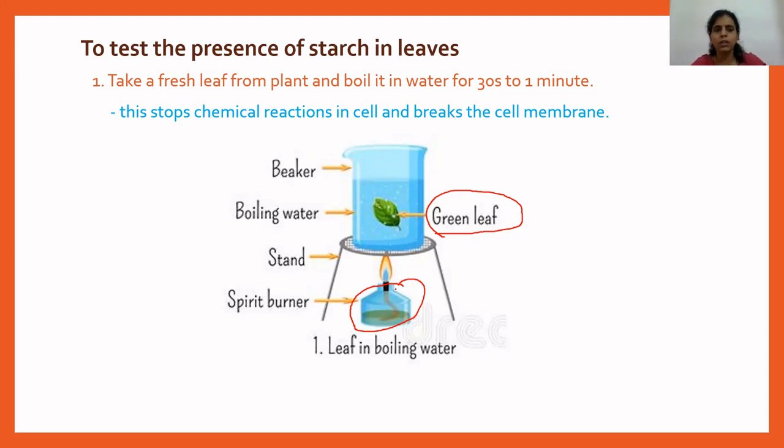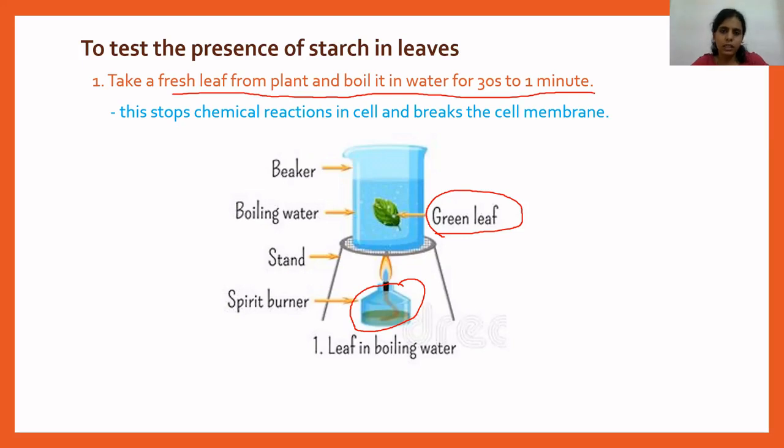So the first step is to take a fresh leaf from the plant and boil it in water for 30 seconds to 1 minute. You have to take a fresh green leaf from any plant in which you are testing the presence of starch. Because every plant performs photosynthesis, every leaf of a plant will have starch in it. So pluck one leaf from a green plant and boil it in water for 30 seconds to 1 minute.